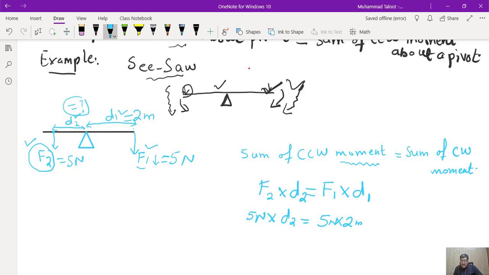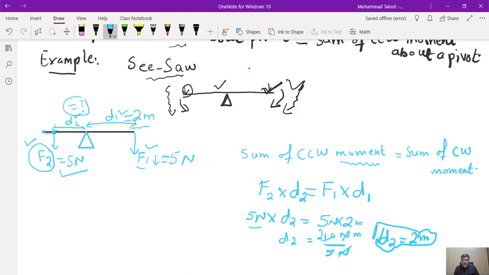So this is giving you 10 and this is giving you 5 Newton. So D2 is equal to 10 Newton meter over 5 Newton. It gives you 2, and this Newton will cancel with this. D2 is 2 meter. So it is only possible that this seesaw becomes in equilibrium state when D2 is 2 meter. So if we place this D2 somewhere here, if we take this distance, it will not be in equilibrium. So this should be at 2 meter distance if we have to take this much force.